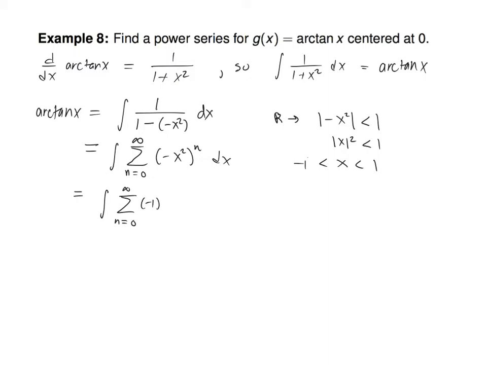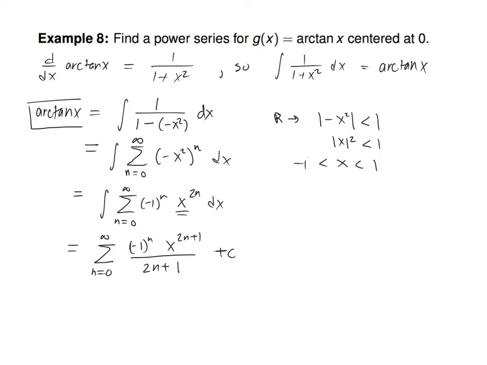Okay, negative 1 to the n. What's the power on x now? 2n. Great. And then integrate the x part. What's the antiderivative of x to the 2n? x to the 2n plus 1. Very good. Over 2n plus 1. Now technically you need a plus c here, but we have this thing is equal to arctan.